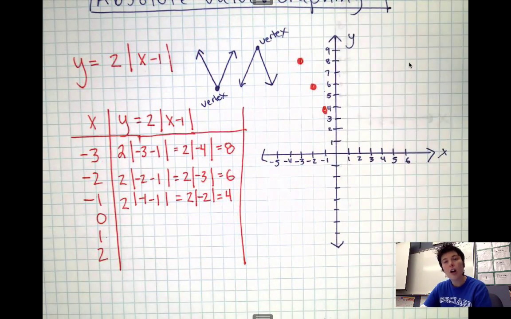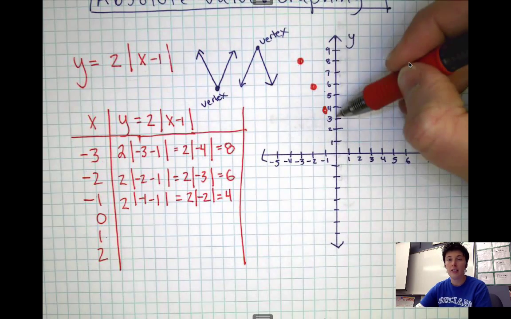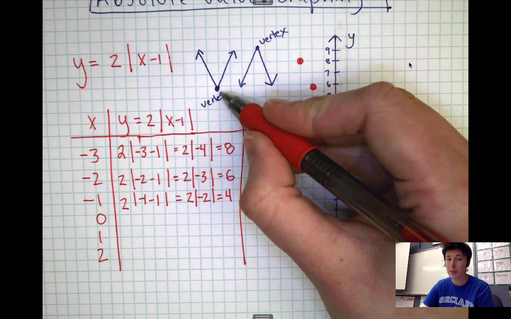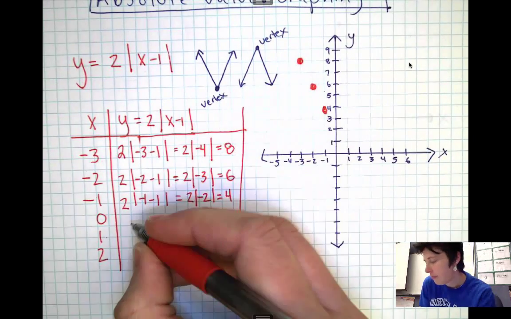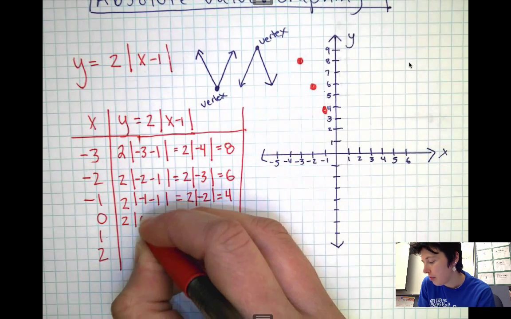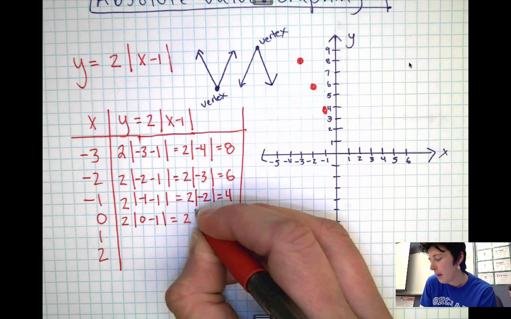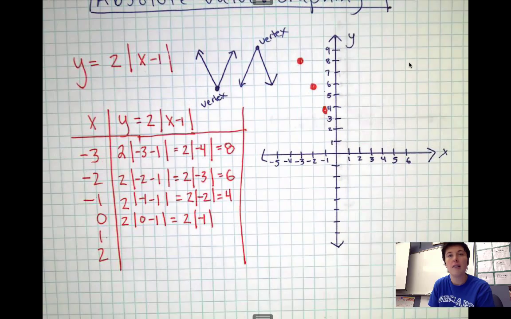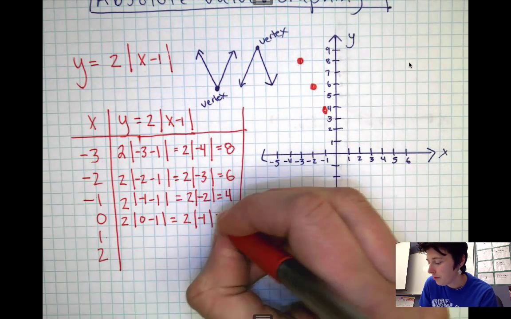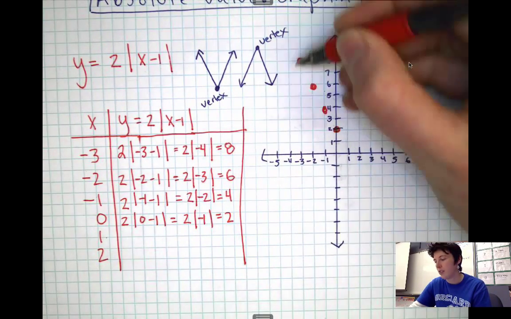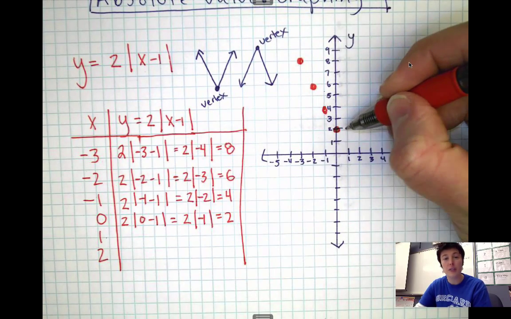Okay, so far all my data is looking like a straight line. So I can't stop. I can't be like, oh, I figured out my graph. I'm all done with my table. I'm still trying to find this vertex point. So let's do 0. 2 absolute value 0 minus 1. 0 minus 1 is -1, so 2 absolute value of -1. -1 becomes a +1. 2 times 1 is 2. All right, so at 0, we have a point at 2. It still looks like a straight line. I'm not finding the V yet, so let's keep going.